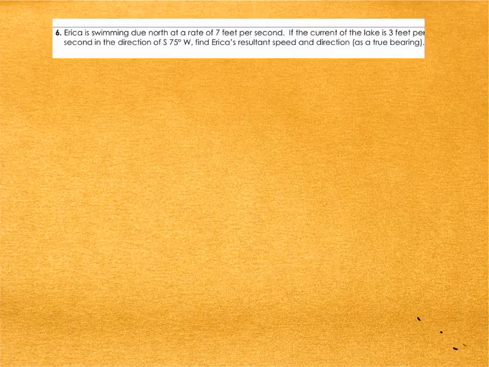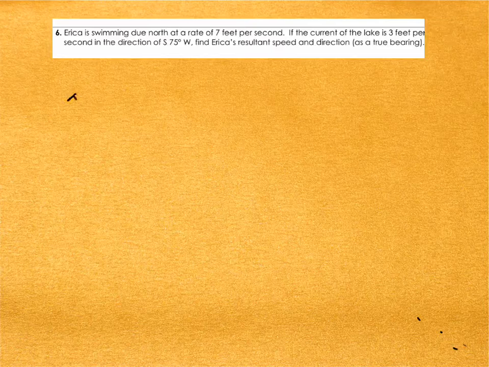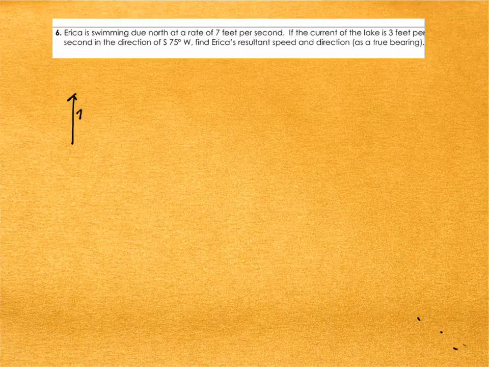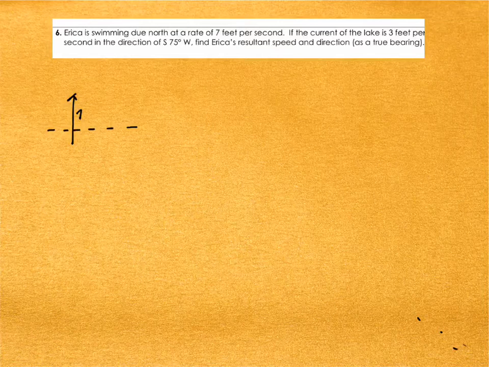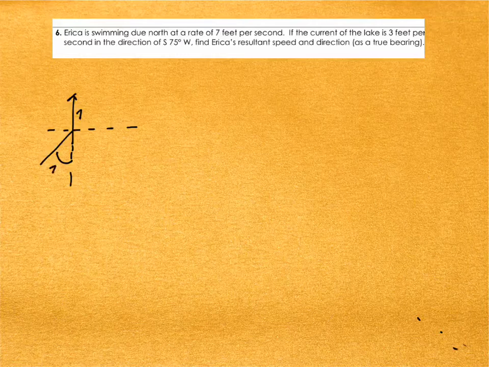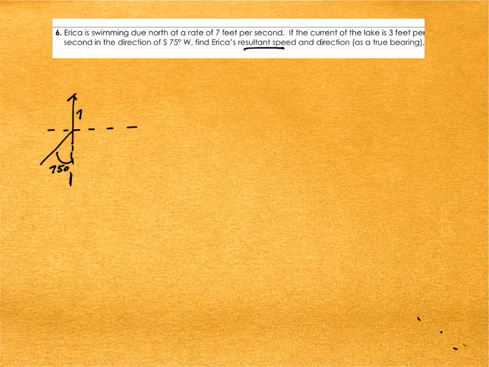Number 6, Erica's swimming due north at a rate of 7 feet per second. If the current of the lake is 3 feet per second in the direction of south 75 west, okay, so south 75 west. So right here is 75. This is 75 degrees. Find Erica's resultant speed and direction as a true bearing.